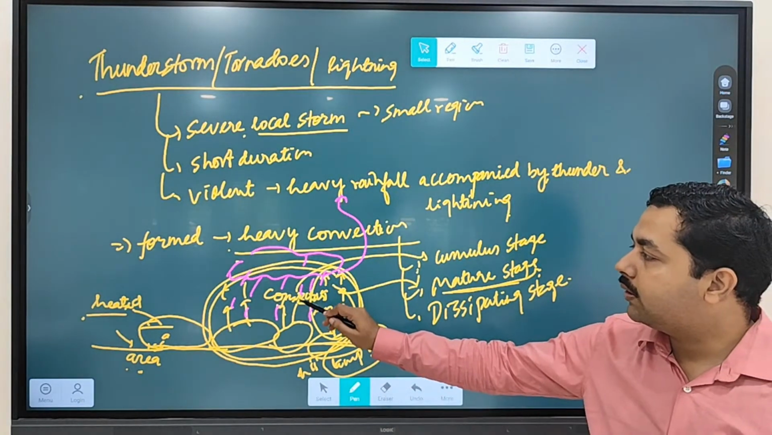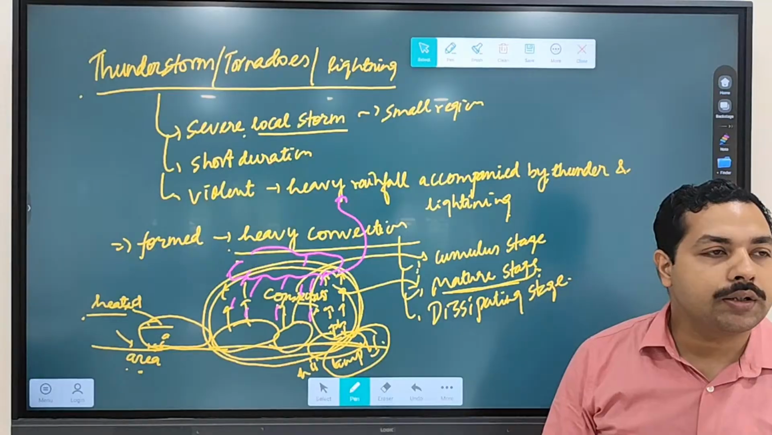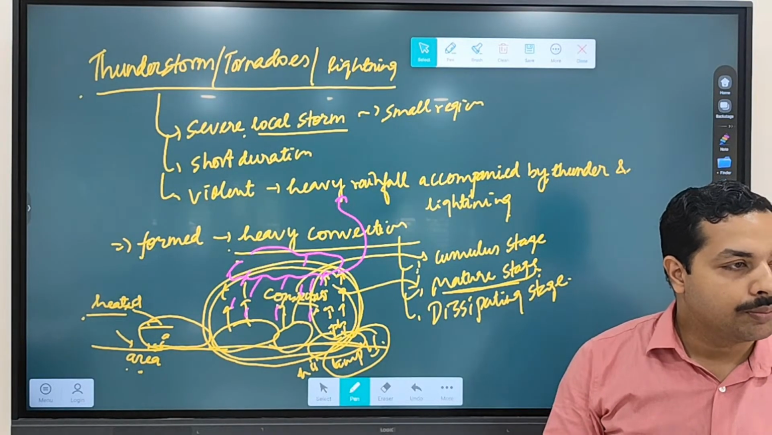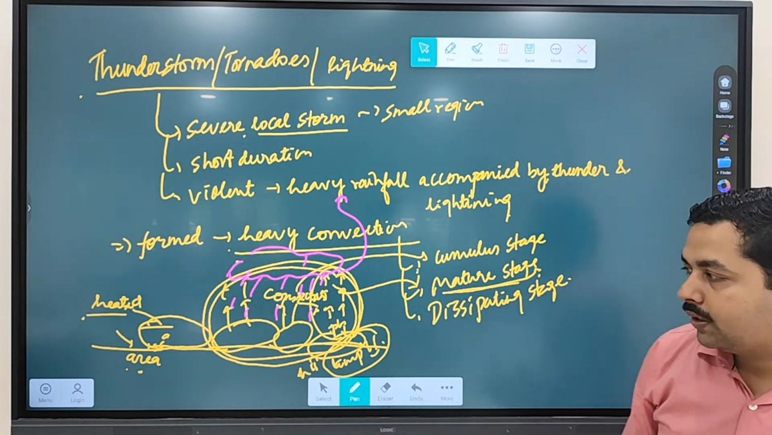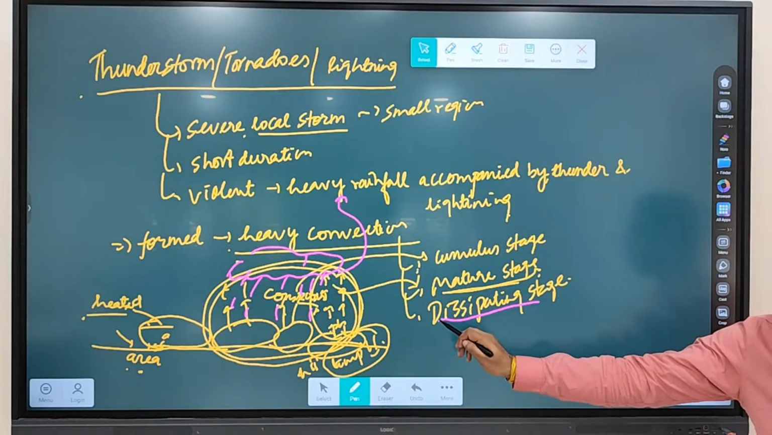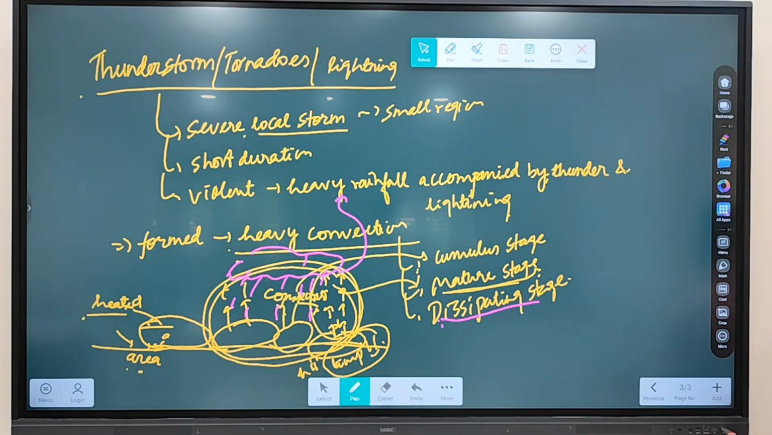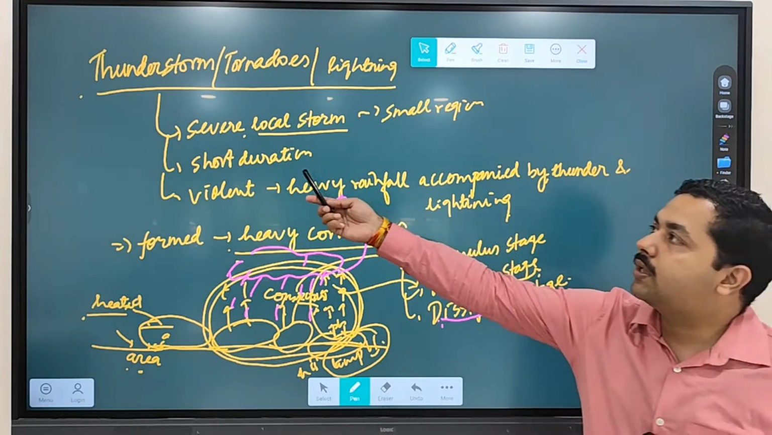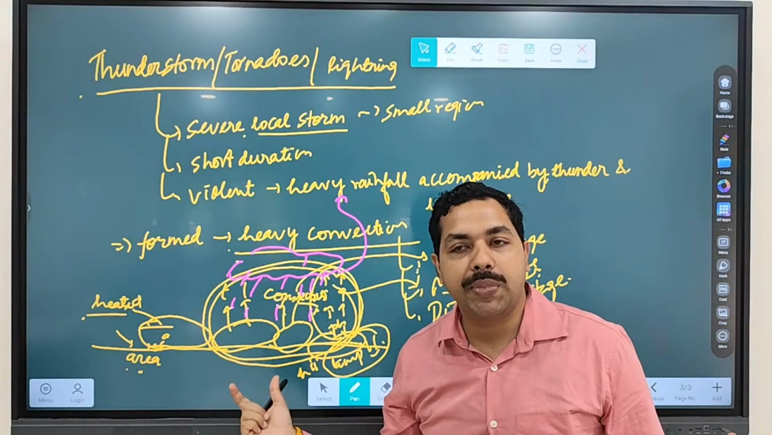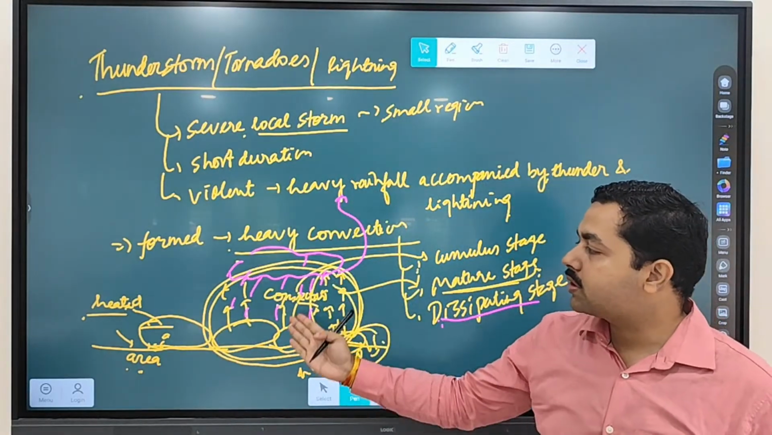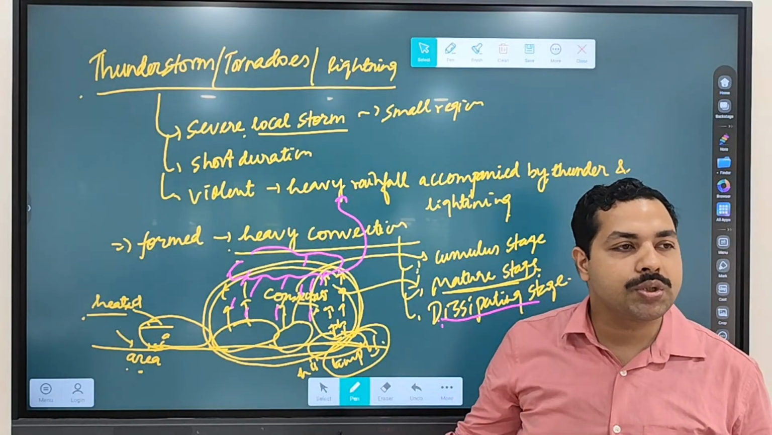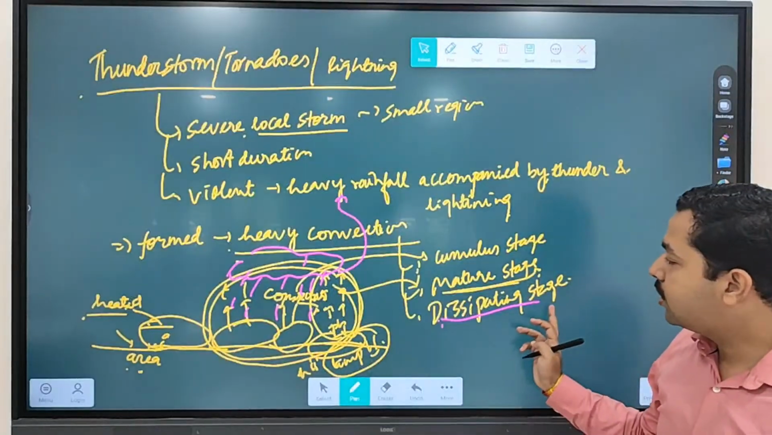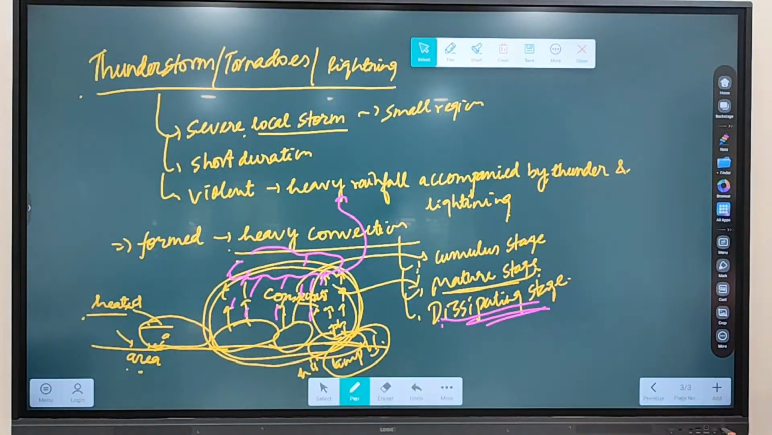Clear? But when the air loses moisture, what will happen? Because rainfall is happening, air will lose moisture. When air loses moisture, this will start to dissipate, and this is called the dissipating stage. This thunderstorm is going to dissipate, end. Why is it going to end? Because as the air loses moisture, no condensation is going to happen. No condensation means no rainfall. No rainfall means we'll say this has ended, the dissipating stage has happened.